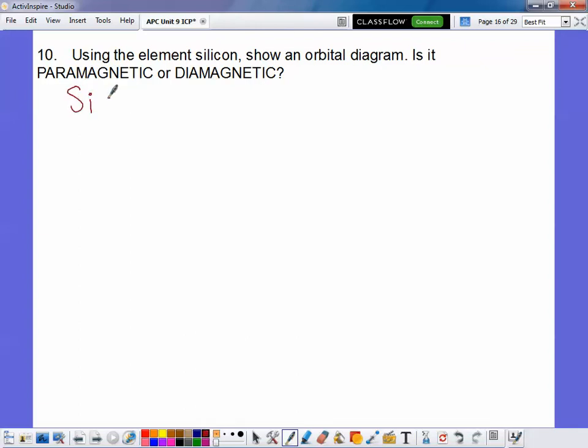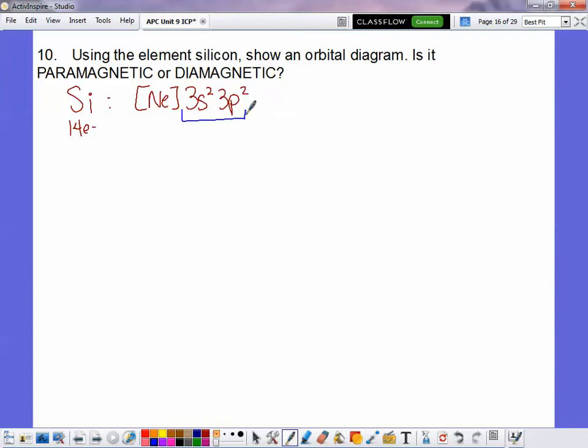How many electrons does silicon have? 14. Okay. Which noble gas are we going to use? Neon. So Ne. And then what's the rest of its configuration? 3s2, 3p2. Good. So let's draw the orbital diagram for this.